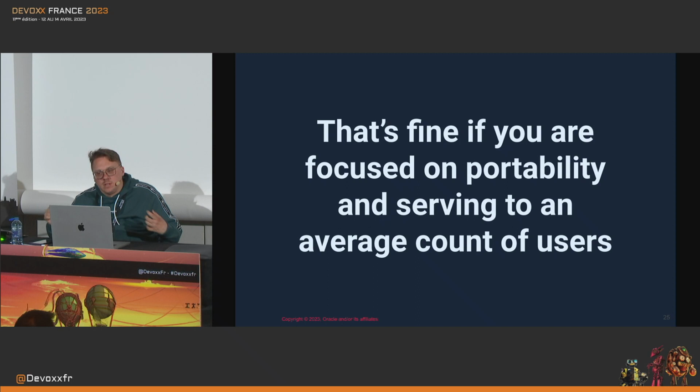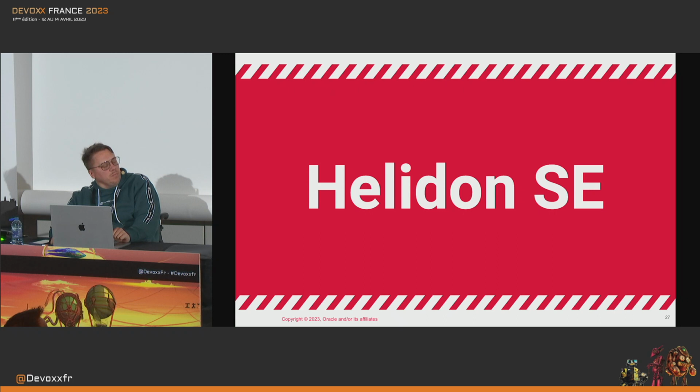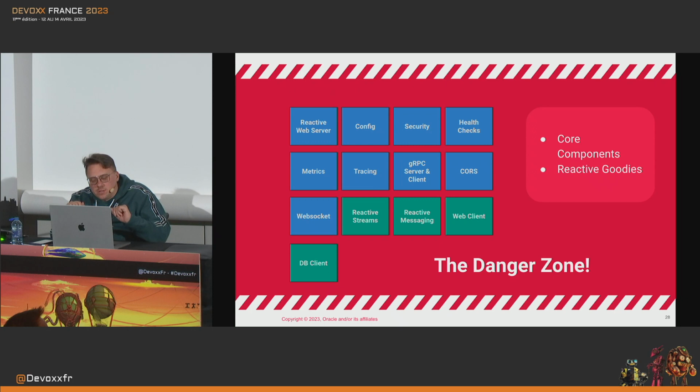Yes, there are some async and CompletableFuture features. They're working on that, but once again, they're blocking by their nature. And this is where we come to Helidon Reactive, with the idea that whenever you need performance, we propose our users to use Helidon SE. In between, we call it the danger zone, because you have everything, but it's extremely fast without the overhead given to you by MicroProfile.